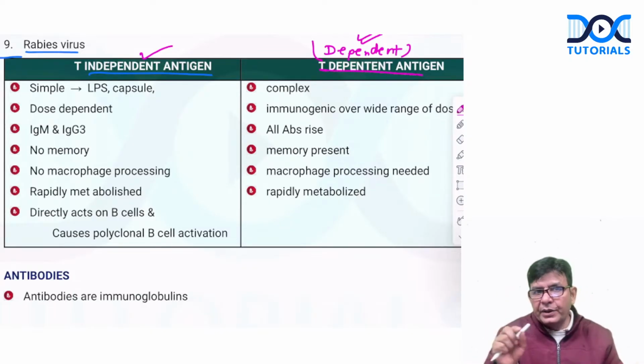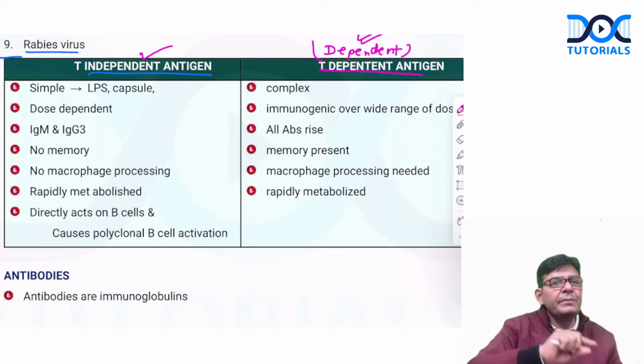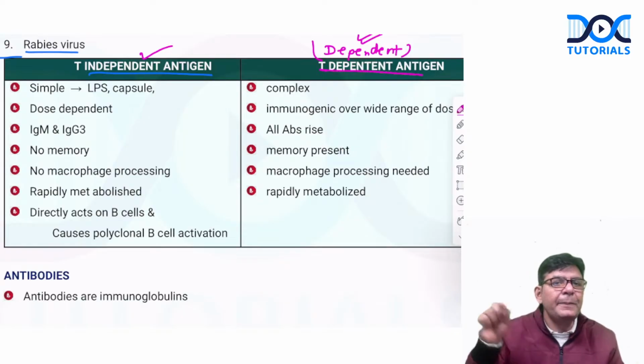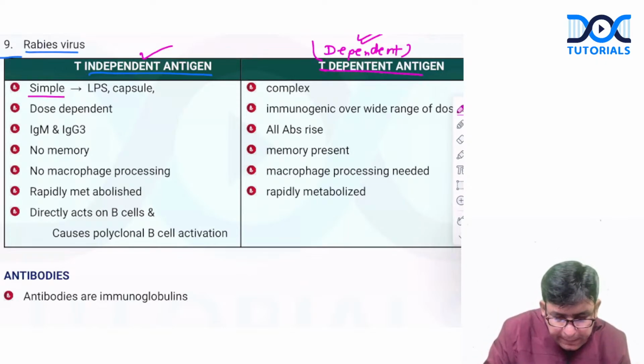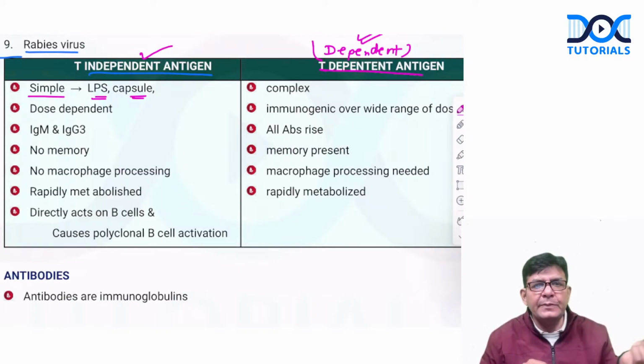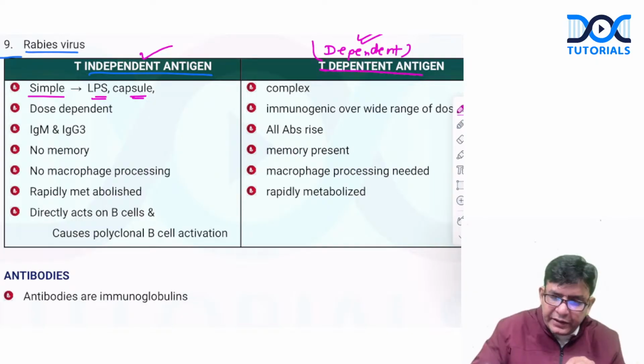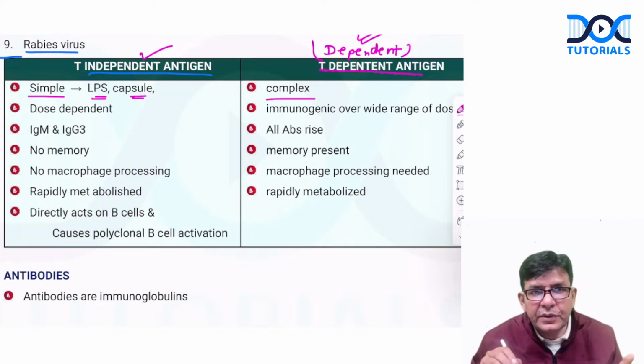They take a longer route. They involve the T cells and then only the B cells are involved. That is termed as T dependent. T independent is very less. Very less means only simple antigens like LPS, capsule, lipopolysaccharide capsule. They are the T independent antigens. And what about the T dependent ones? They are the complex ones.